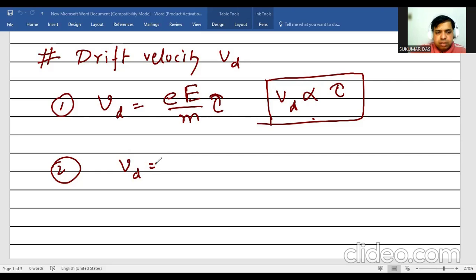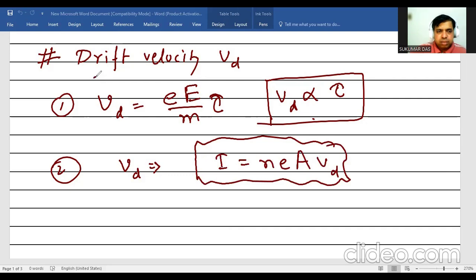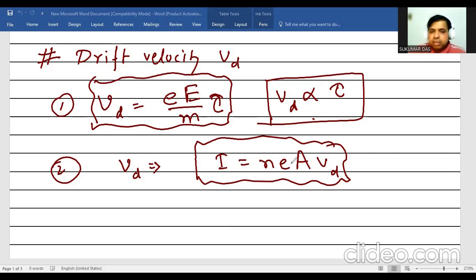And there is one more relation which involves VD. It is related to current. So we will write I is equal to nAe VD. This is again another formula which will help us. So VD is equal to eE tau by m, and I is equal to nAe VD. Here n is the number density, that is the number of electrons per unit volume, and A is the cross section of that particular part that we are considering.